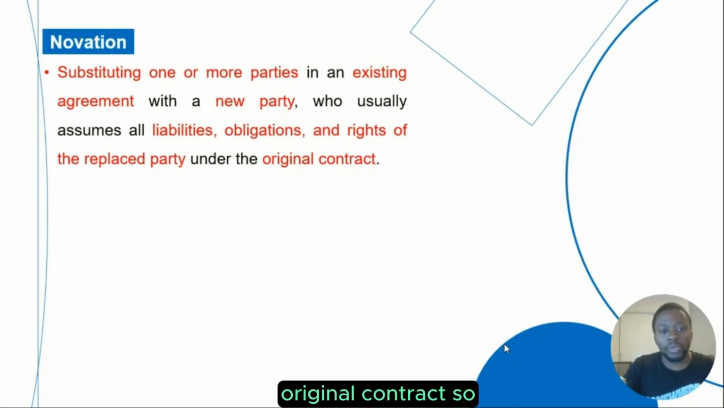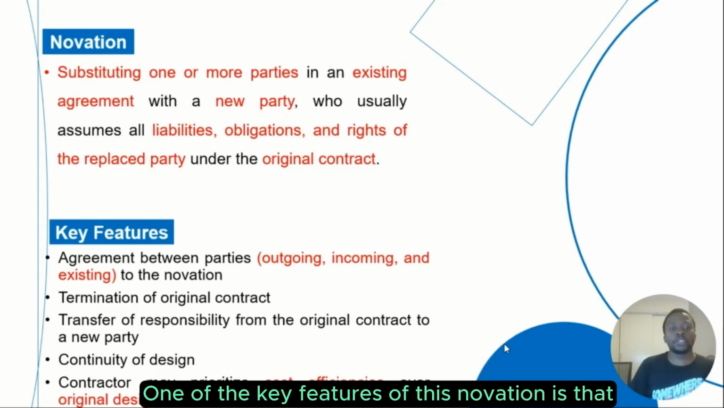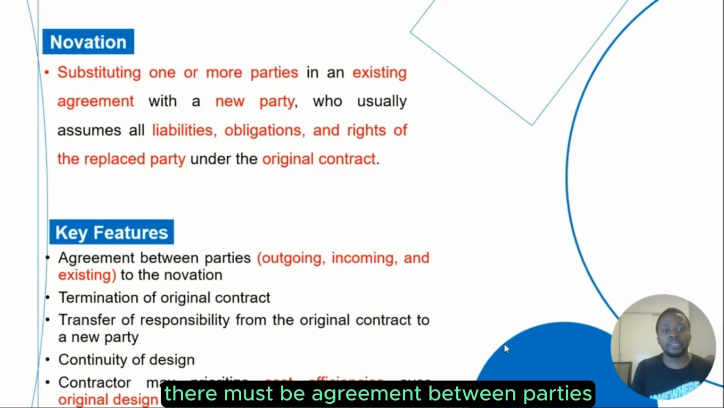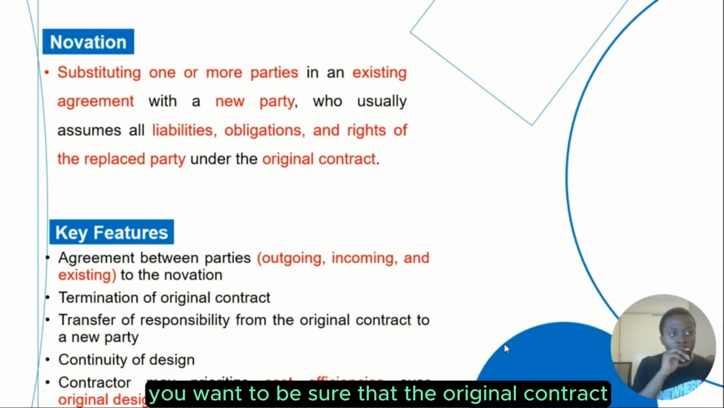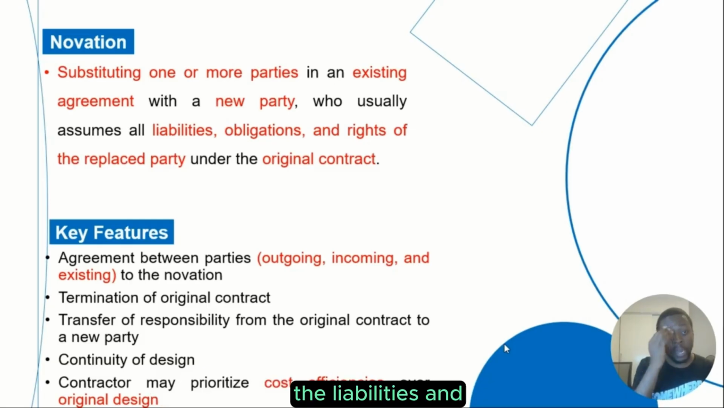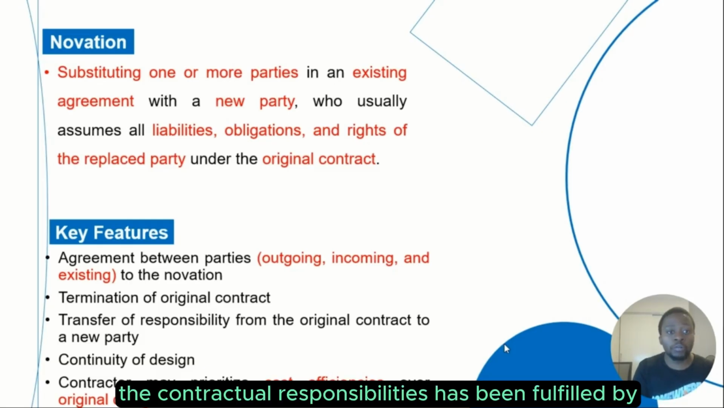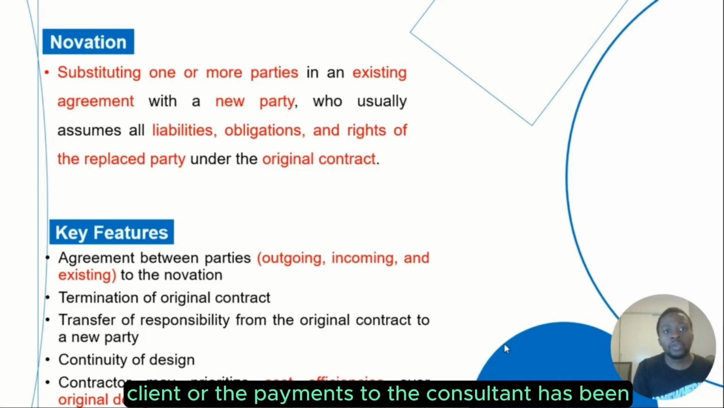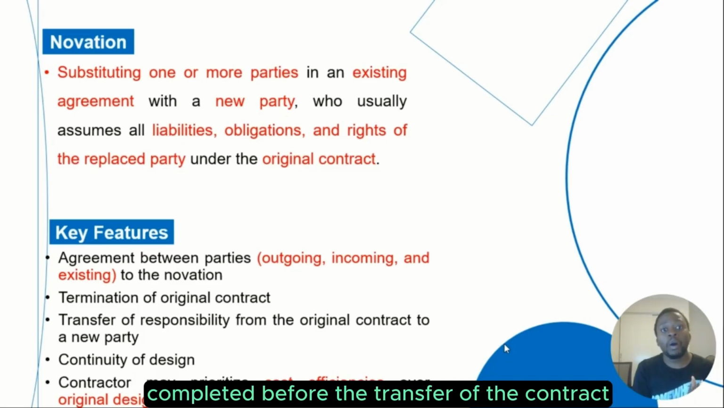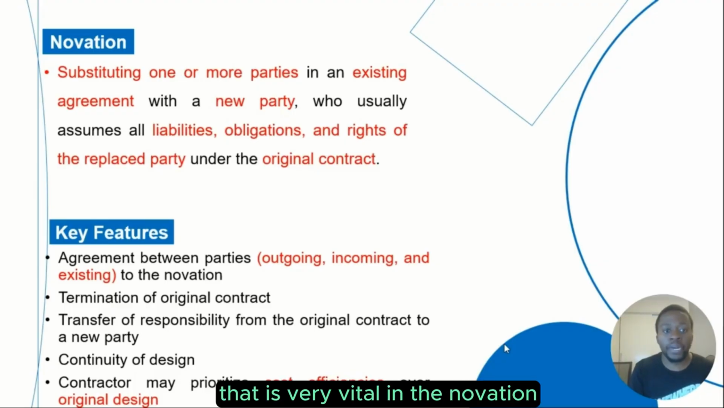Those new parties and those consultants involved assume all liabilities, obligations, and the rights of the replaced parties under the original contract. One of the key features of this innovation is that there must be agreement between parties. For example, you want to be sure that the original contract, the liabilities, the contractual responsibilities have been fulfilled by the client, or the payment to the consultant has been completed before the transfer of the contract to the contractor. That is very vital in the innovation.